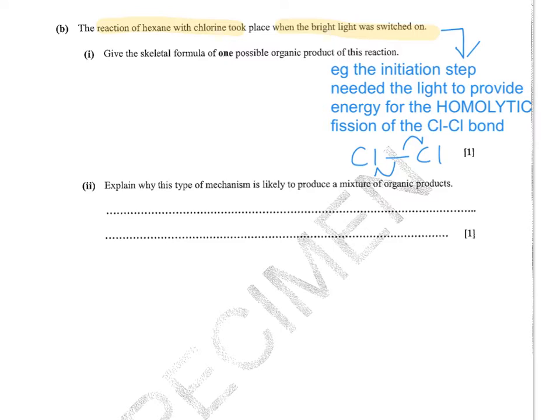So it says give the skeletal formula, so it's really important that it's the skeletal formula of one possible organic product of this reaction. So it says one possible organic product. Now, it's going to be a bit difficult for me to put all the different possibilities, because you've got hexane, so that means that you have, at the very least, this.